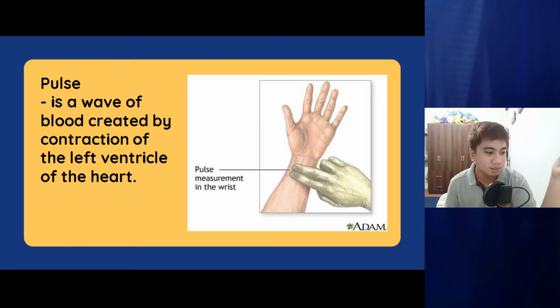So those are your methods in checking your temperature. By the way, we will present a video presentation in our live class on how to obtain those. Okay. Next is your pulse. So pulse is a wave of blood created by contraction of the left ventricle of our heart. Okay, so when our heart pumps, especially the left ventricle for the distribution of the blood, chances are it creates a wave, and that is our pulse.